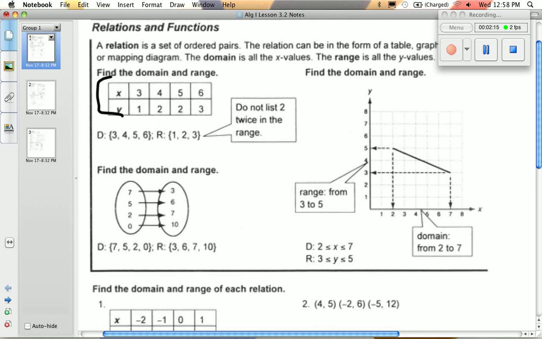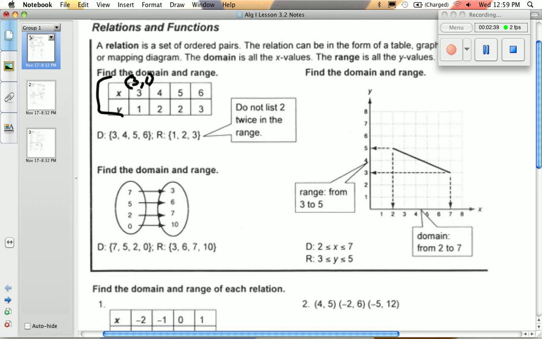So in our first one here, this table that we have, when x is equal to 3, what's y equal to? 1. When x is equal to 4, what's y? 2. When x is equal to 5, what's y? 2. So in reality here, we actually have 5 ordered pairs. This would be ordered pair 3, 1, wouldn't it? And then we have 3 other ordered pairs. So it is a relation, just written in table form.